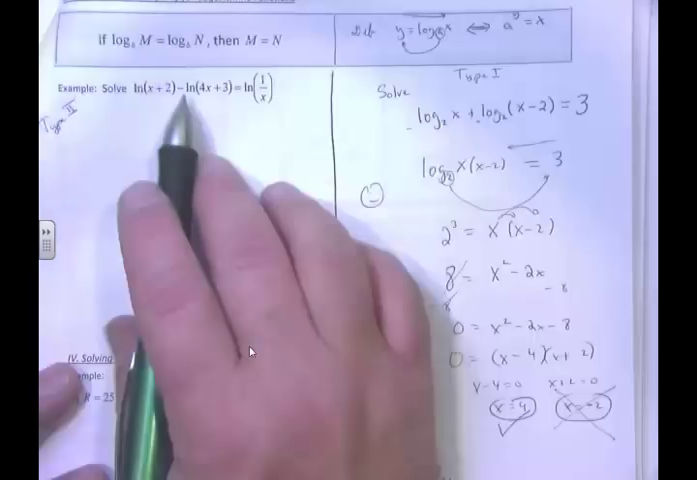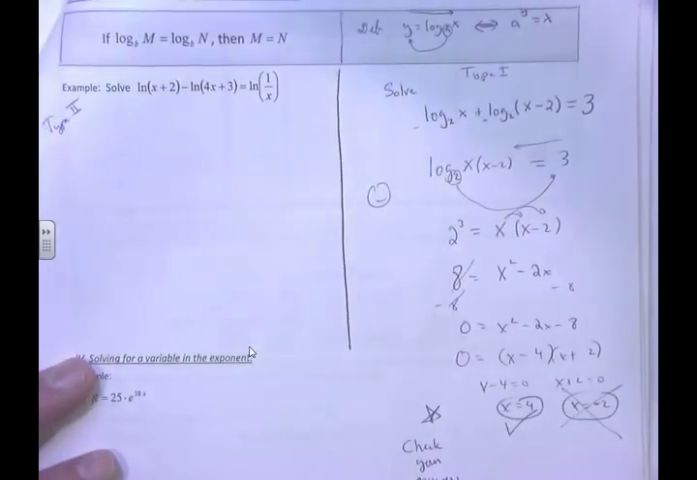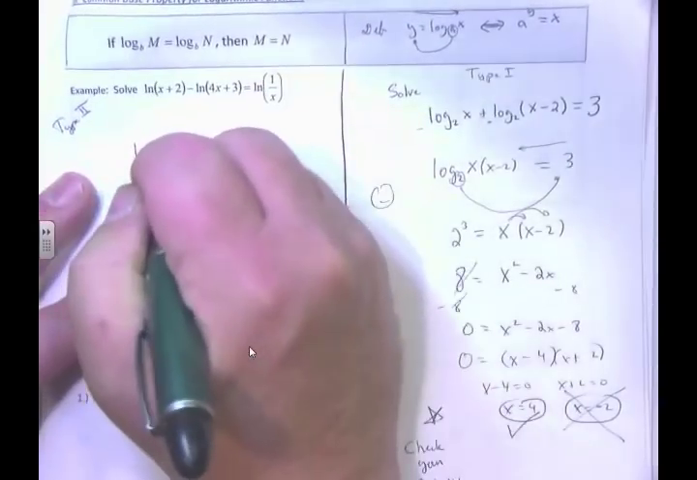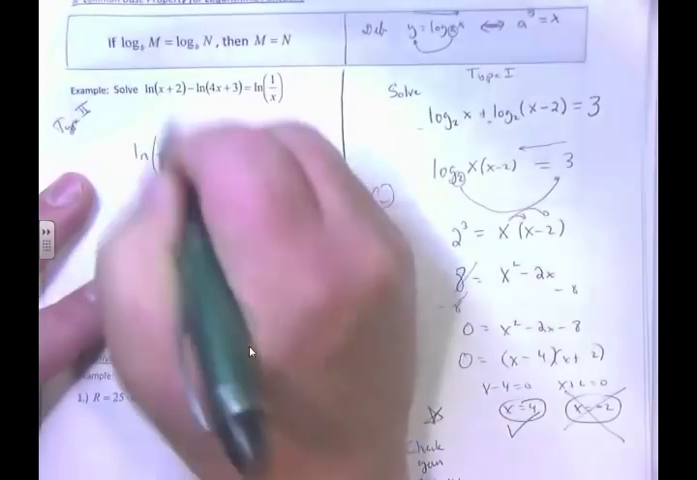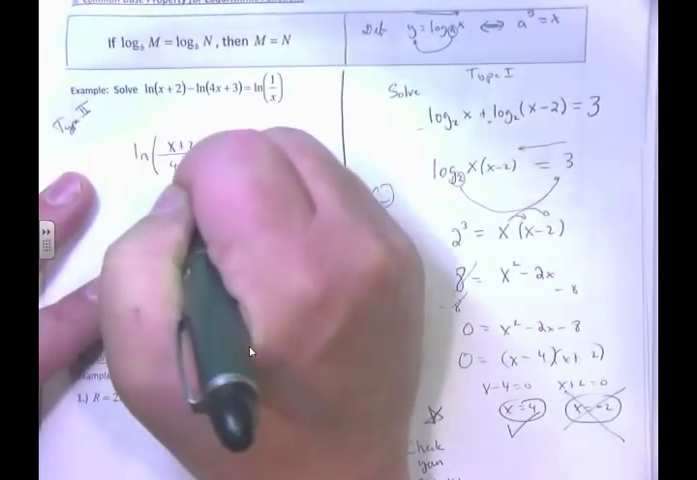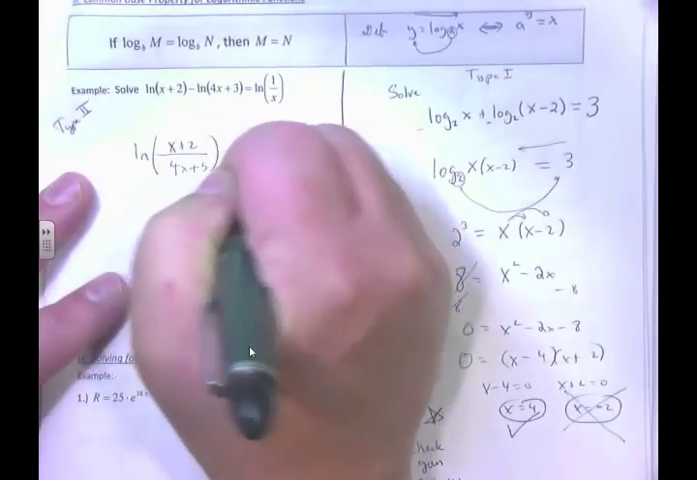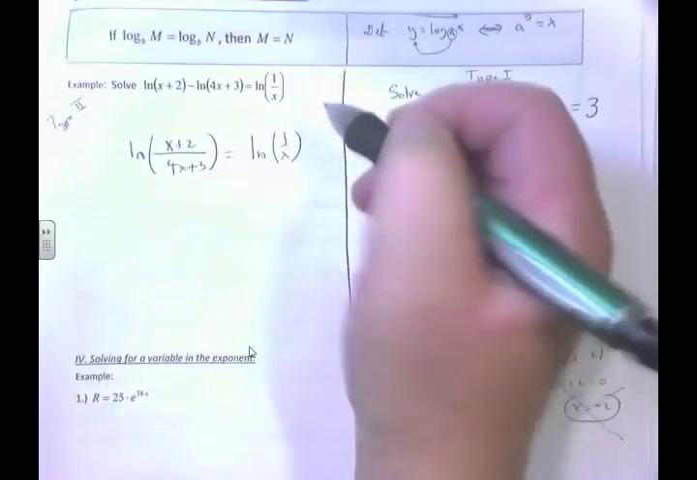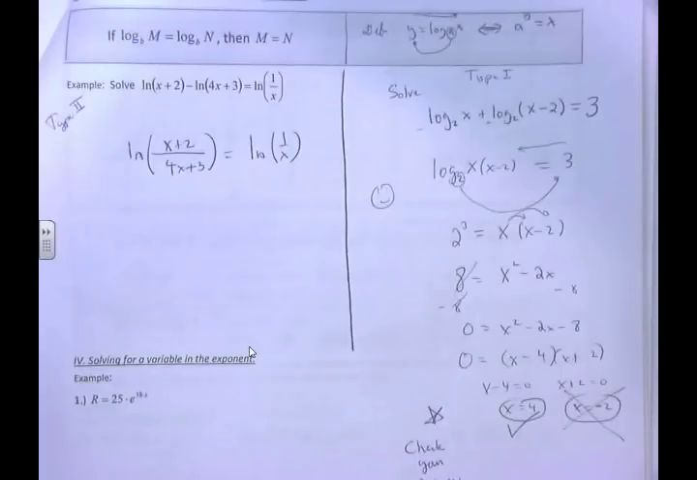All right. What does subtraction turn into? Division. Notice the coefficients from my natural logs are 1, so this is perfectly legal here. And it would be x plus 2, because that's the positive guy, divided by 4x plus 3 equals, and on the left side there's only one term, the natural log of 1 over x.